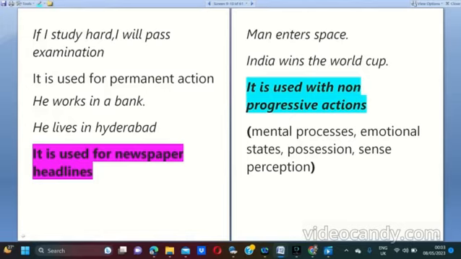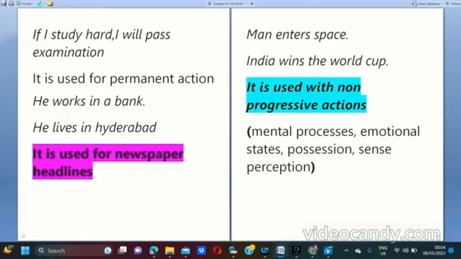Next, there is another use of simple present tense. It is used for newspaper headlines. Most of the time we read newspapers in our lives. Every day we read the newspaper. Whenever you see headlines in an English newspaper, you can observe these kinds of titles. Most of the time, headlines are mentioned in simple present tense. See, "Man enters space." Even though it was in the past, it is mentioned in the newspaper with simple present tense only.